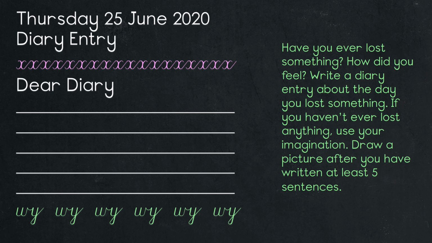This week we will also be writing a diary entry. Have you ever lost something? How did you feel? Write a diary entry about the day you lost something. If you haven't ever lost anything, use your imagination. Draw a picture after you have written at least 5 sentences in your class workbook.